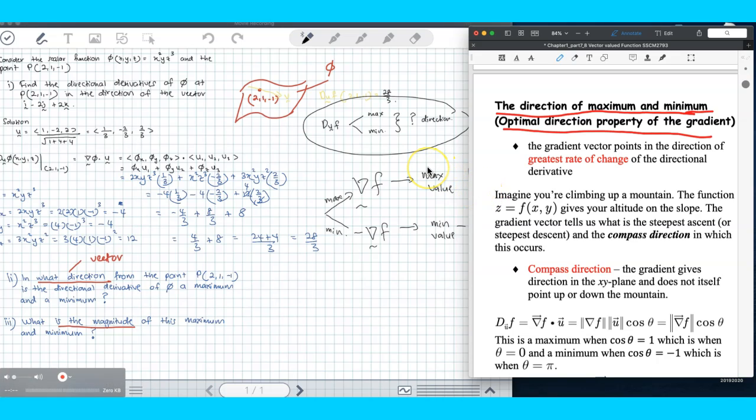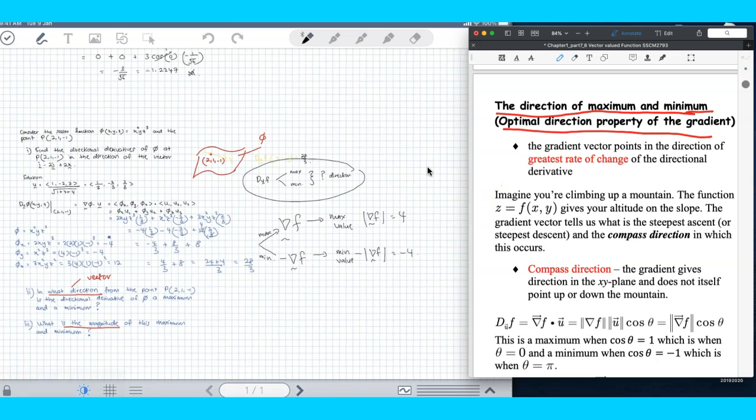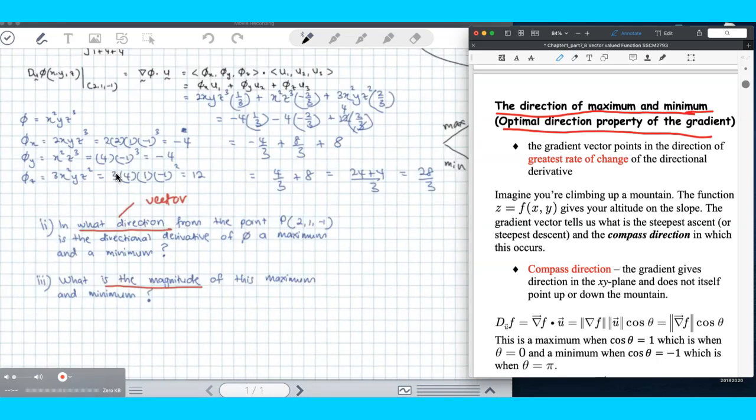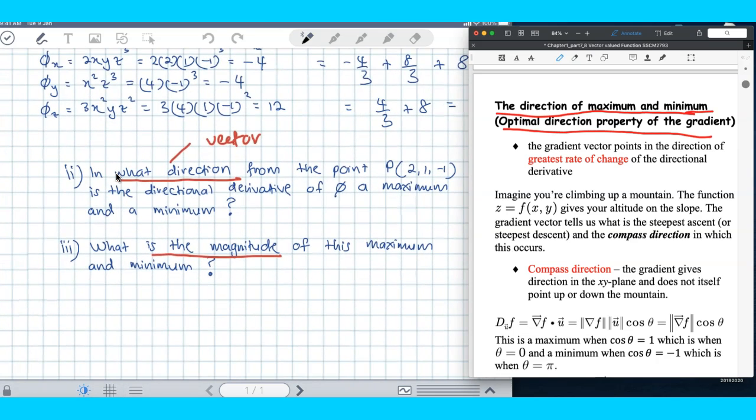So what is the problem that we normally have? Just like this question. Normally the first question asks you to evaluate the directional derivative for a given direction. The second and third questions ask for the direction that gives the maximum and minimum value of the directional derivative, and then the magnitude of this max and min. So you just find the magnitude of the vector that you obtained in the second question.